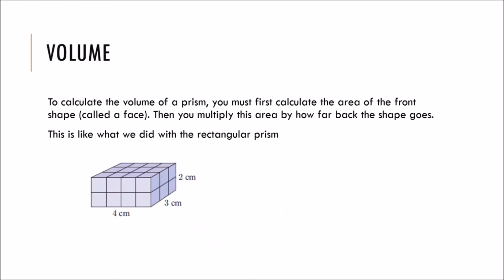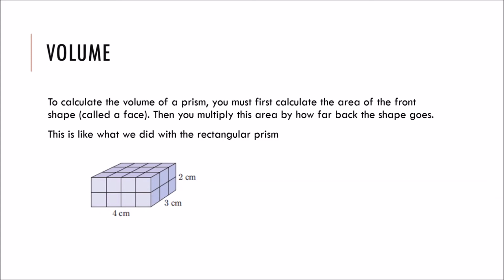So to find the volume of prisms, the first thing you have to do is calculate the area of the front shape, which we call a face, right? And then you multiply this area by how far back the shape goes. That's kind of like what we did with the rectangular prism as well. The only difference was we had a slightly different way of writing down the formula, but it's the same thing.